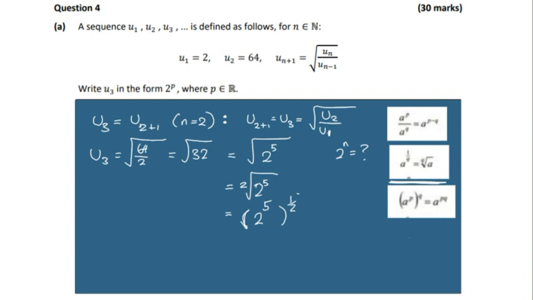And let's look at the next rule. So we're going to multiply when we have an outer power and an inner power. Okay, so we multiply the 5 by the half, and we get 2 to the power of 5 over 2. So not a bad question to start off with. Little bit tricky. You've got to know your indices, and just take your time and get your numbers right. Okay, so let's look at the next part.